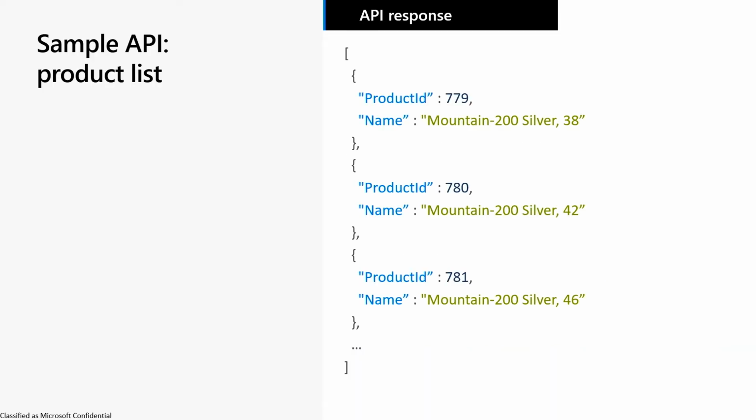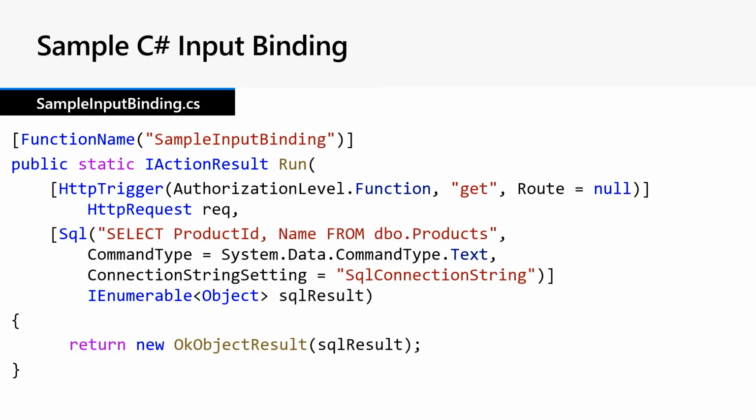Let's pose the hypothetical. I'm building a sample API for a product list. I need to pass an API response to my front end that's giving me product IDs and names in an array. I want to build this with input bindings starting with C#. In this code example here, we have a query that selects product ID and name from dbo.Products, which means that we're running that query as soon as the function starts to run. The function starts when it gets that HTTP trigger, and from there it runs the query against the connection and SQL connection string app settings and puts that in that SQL result object.